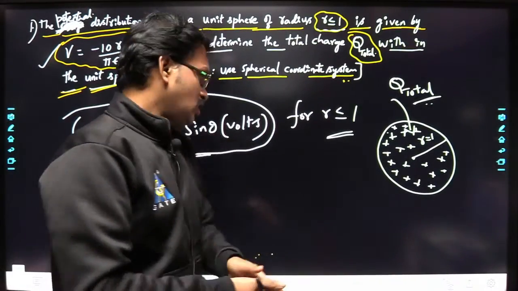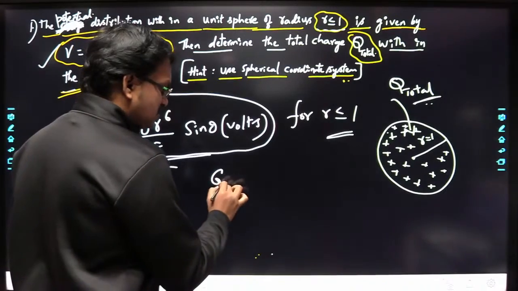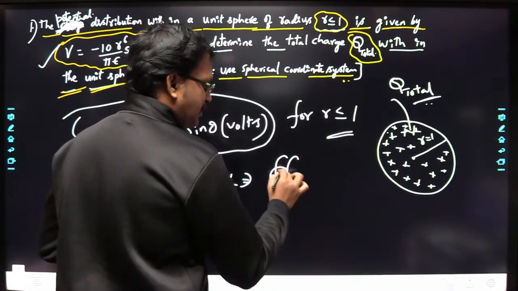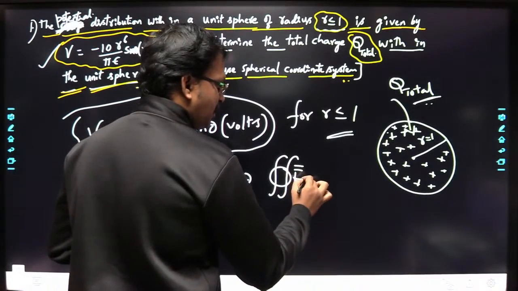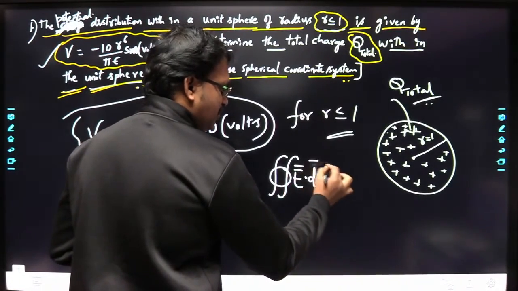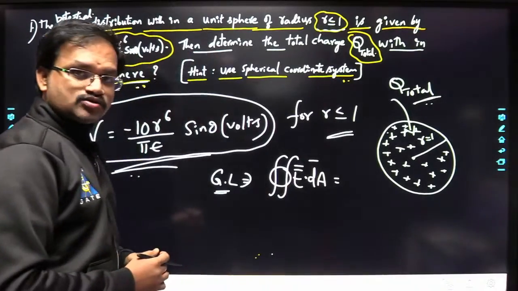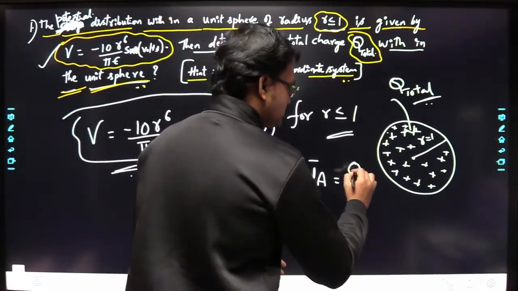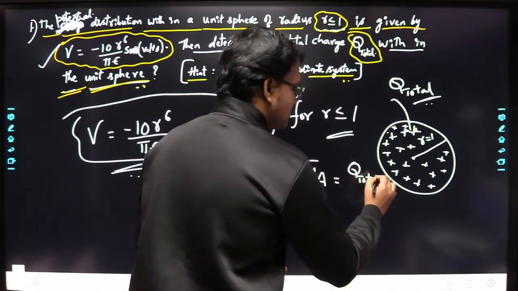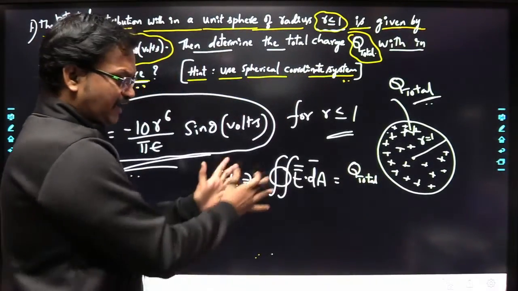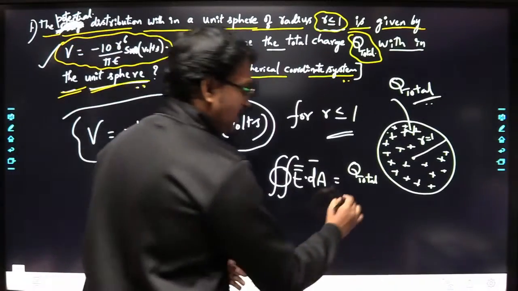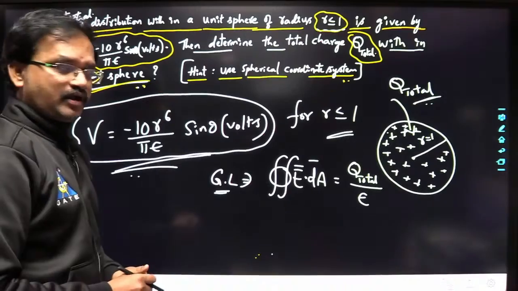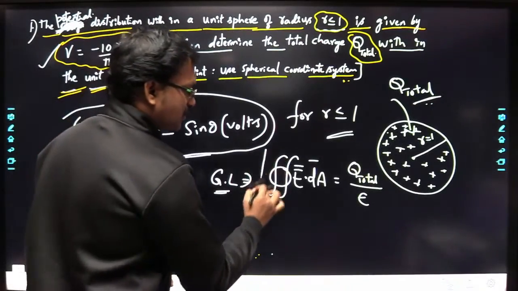From Gauss law, we know that the electric flux that is leaving any closed surface must be equal to the total charge that is enclosed by that closed surface, divided by epsilon. Right? So this is nothing but Gauss law.